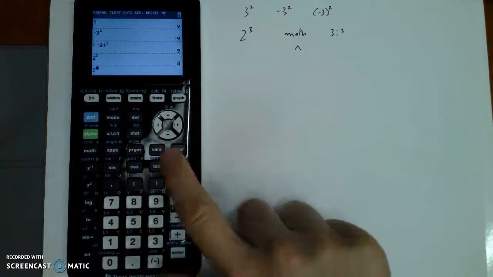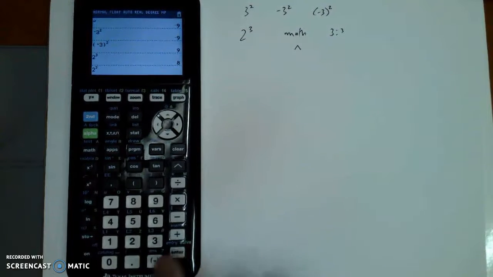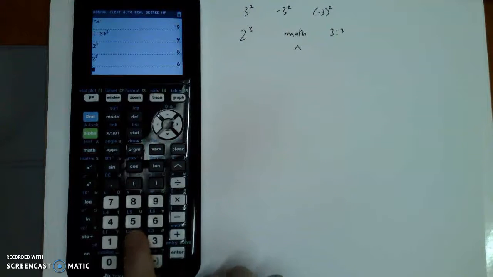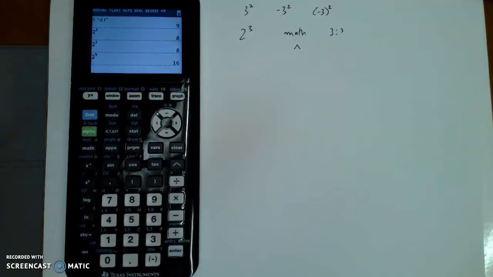So if I hit 2 and then caret, it is going to go into that exponent position. This is how I usually prefer to do things. So let's say I want to do 2 to the 4th. I'm going to hit 2 caret 4 and hit enter.